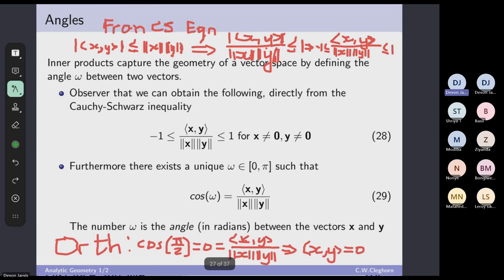Are we all happy for now? Again, very definition heavy, but we just need to remember how a basis gives us an inner product. Inner product gives us a norm. Norm gives us a distance. That's all we've done for today. All right, then from this, it can give us angles.